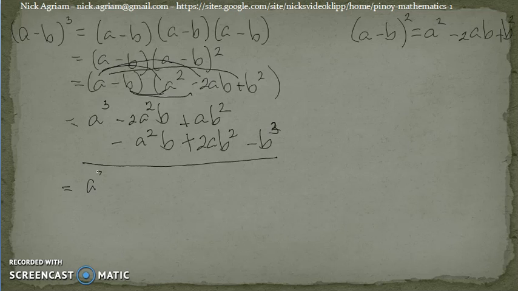Simplify: a cubed minus 3a squared b plus 3ab squared minus b raised to the power of 3. I will write now in the next page the summary of these two, so that we can see before we go to some examples.